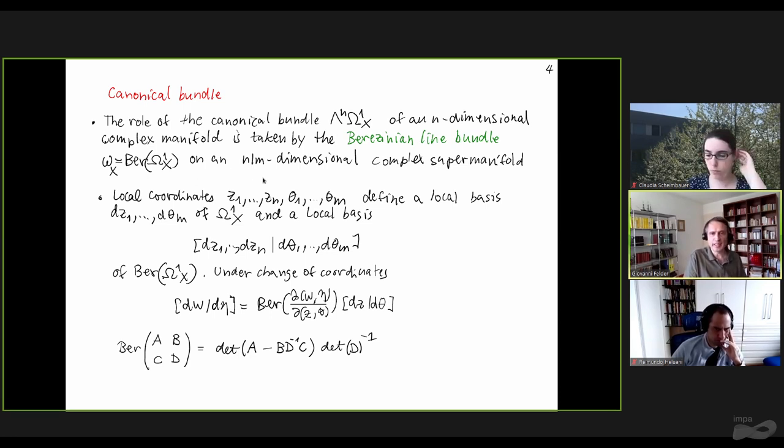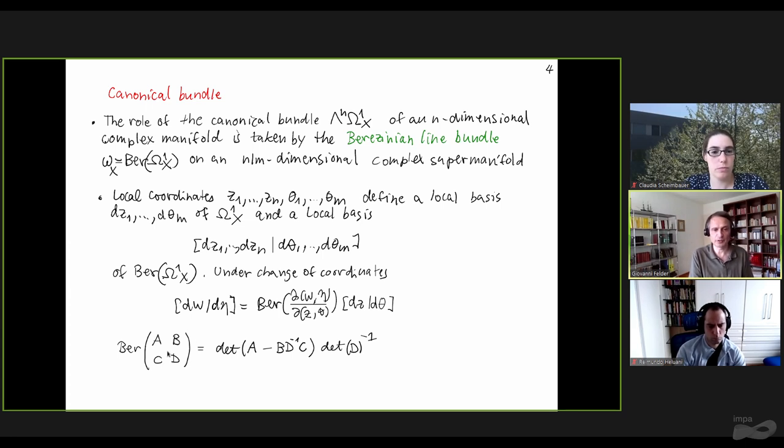If you have a complex supermanifold, a very explicit way to describe this is to give a local basis of one forms. This is given if you have local coordinates. Suppose you have n local even coordinates and m local odd coordinates. If you take their differentials, you get a basis of the sheaf of one forms, or of the cotangent bundle. Then by definition, a basis of this Berezinian line bundle is given by this basis of one forms, just as in the case of top forms where you take dz_1 wedge dz_2 up to dz_n. But then you have to see how this depends on the choice of coordinates, and the change of coordinates is given by the superdeterminant, or Berezinian, of the Jacobian matrix of the change of variables. And this is a super generalization of the determinant.